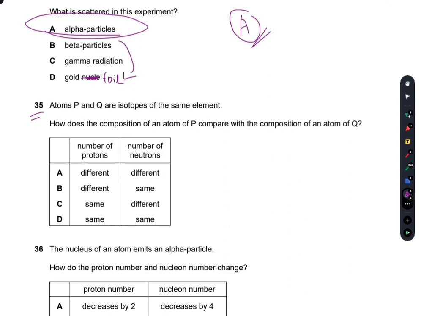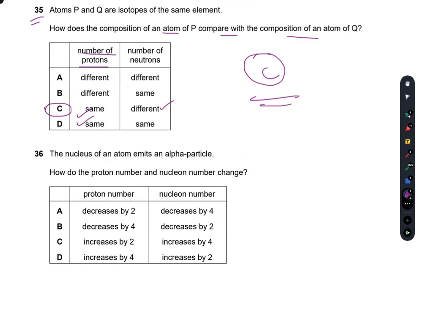Question number 35. Atoms P and Q are isotopes of the same element. How does the composition of an atom of P compare with the composition of an atom of Q? For isotopes, the number of protons is the same and the number of neutrons is different, as you all know. C is the right option. Quite easy.